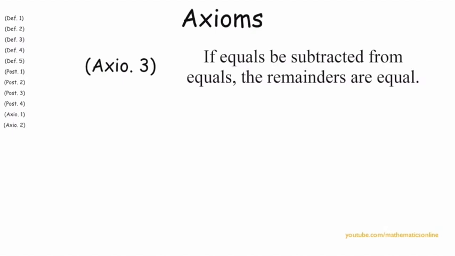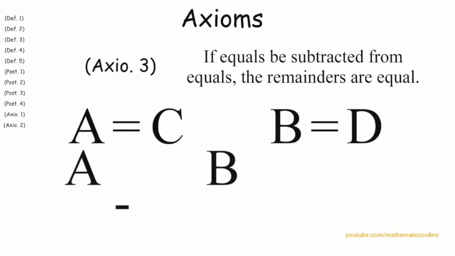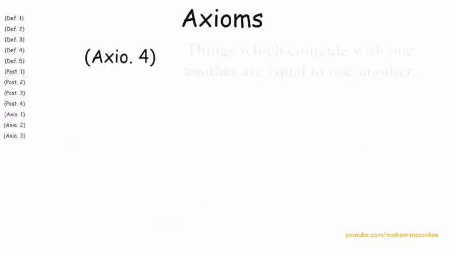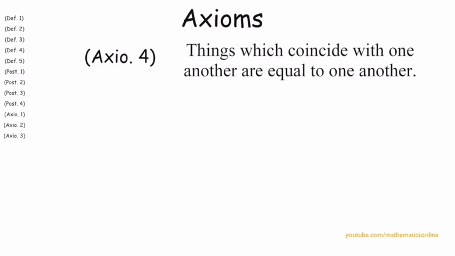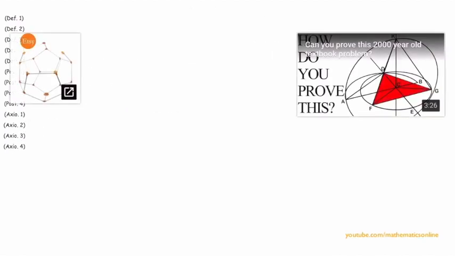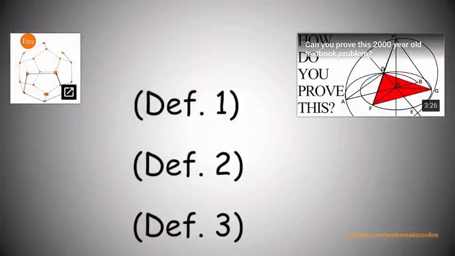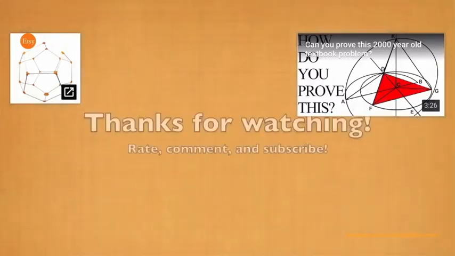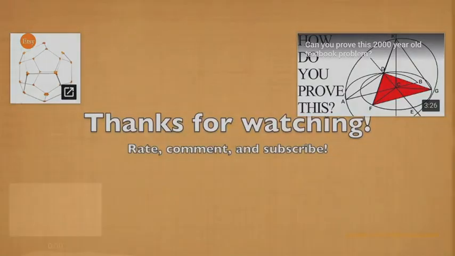Axiom 3. If equals be subtracted from equals, the remainders are equal. So A is equal to C, B is equal to D, A minus B is equal to C minus D. Our last axiom is a special axiom which says that things which coincide with one another are equal to one another. We will leave the explanation for this axiom for later. So this is our list of definitions and rules which will help us create some very interesting facts in the next videos. You are now ready to learn Euclid's geometry.